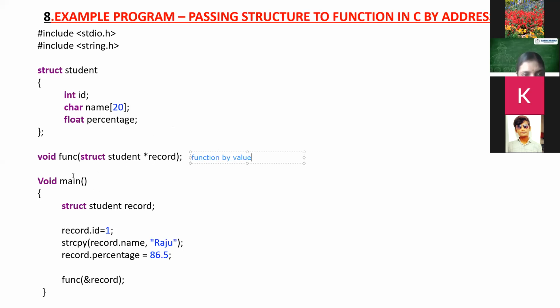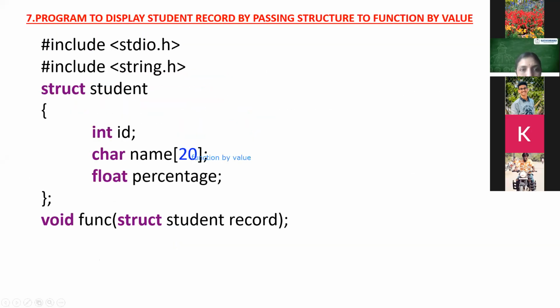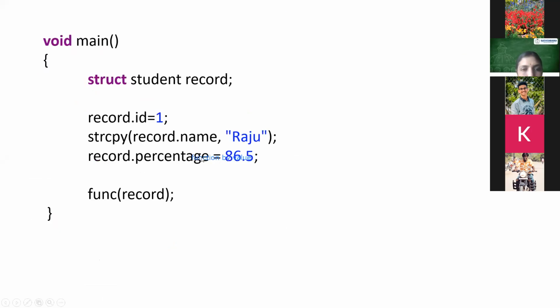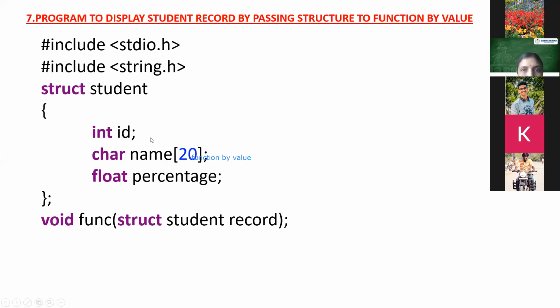So whenever I execute this main program, whenever I go for calling this function record, wait one second, this one is reference. Okay, so here we have this function by value.